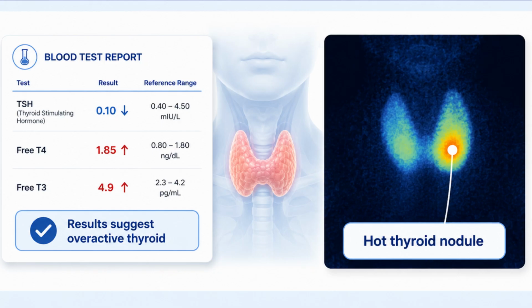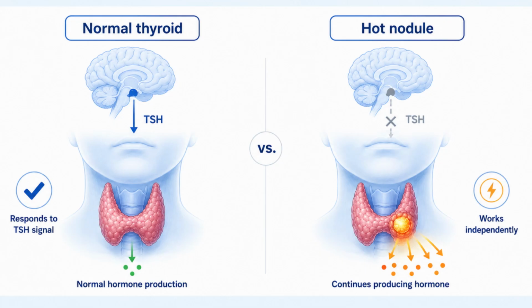Further investigation identified a hot thyroid nodule. The nodule was producing thyroid hormone by itself. Finding the underlying cause connected his apparently unrelated symptoms to one overactive thyroid nodule. It also allowed treatment to focus on the actual cause rather than treating each symptom separately. So, what causes a hot thyroid nodule?